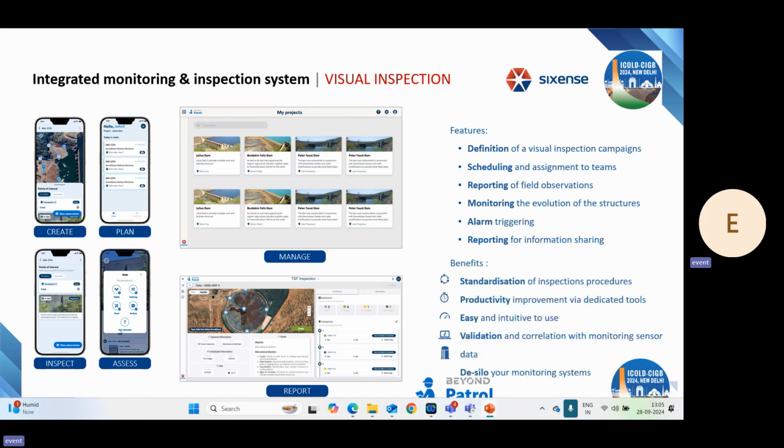Benefits, of course, can be standardization of your inspection procedures across an organization. With that, you'll get some productivity improvements, and you can also get validation and cross-correlation with your monitoring sensors. At the end of the day, this is helping to de-silo all that information.